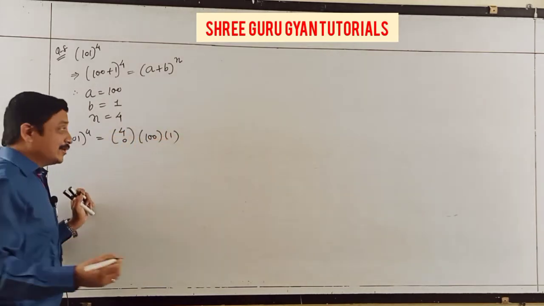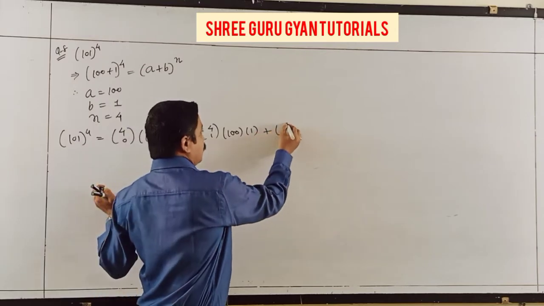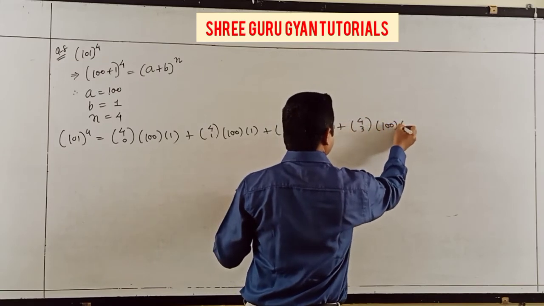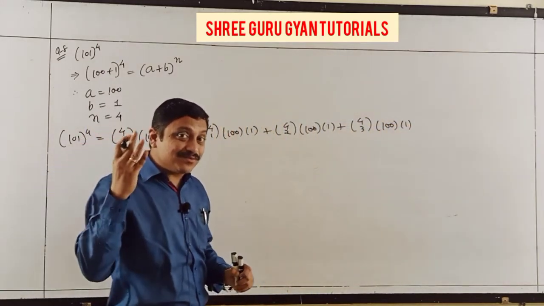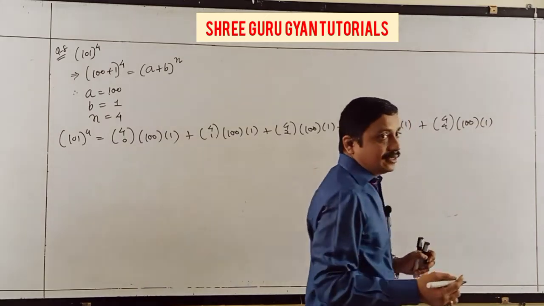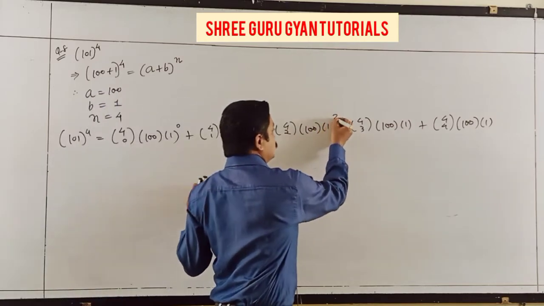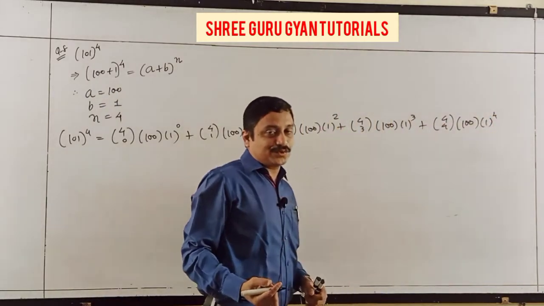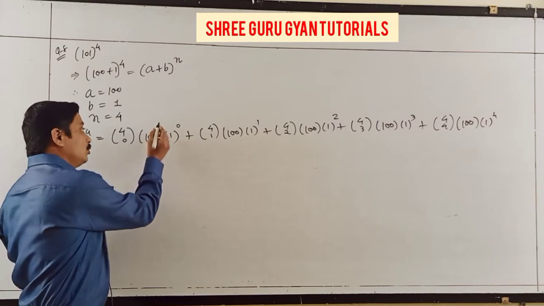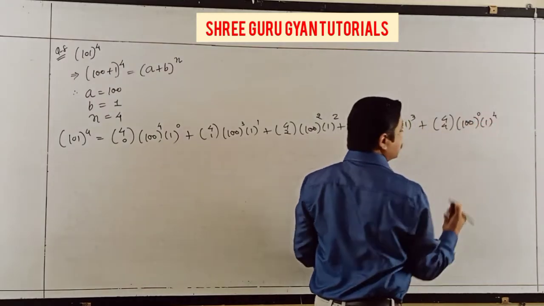So by binomial theorem property, 4C0 A^4, 4C1 A^3 B, 4C2 A^2 B^2, 4C3 A B^3, and up to 4C4 B^4. First of all, the power of A is 4 here, now 3, 2, 1 and 0. And the other B power is ready. These two are the subtractions, 4 minus 0, which is 4. Now 4 minus 1, 3, 2, 1, 0.